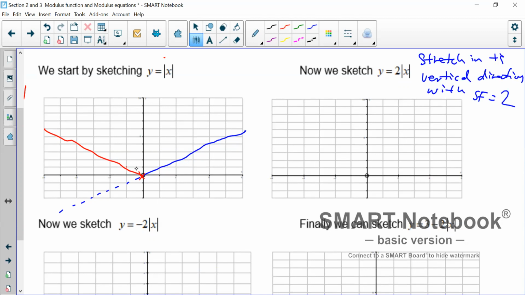Now we can identify some points. (0, 0) still stays the same because we multiplied by 2, nothing changed. However, before we had (1, 1), now the y value has doubled, so it becomes (1, 2). Before we had (2, 2), double the y value, so it's (2, 4). Before we have (3, 3), now double the y, so it becomes (3, 6), and so on. You can see where we're going with our graph.